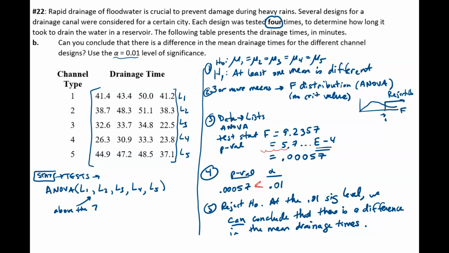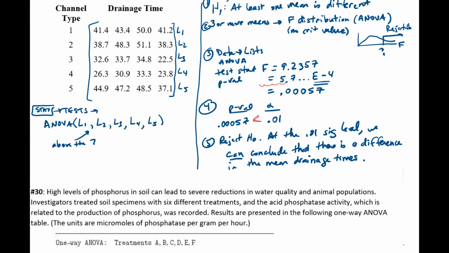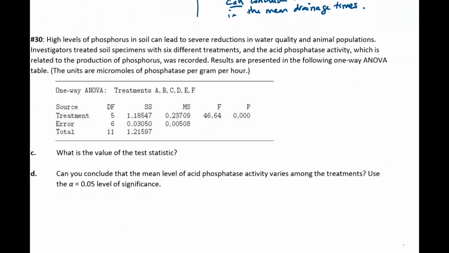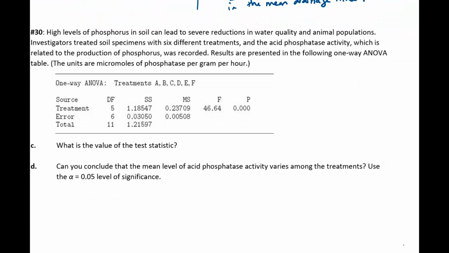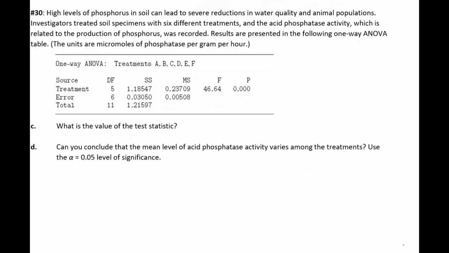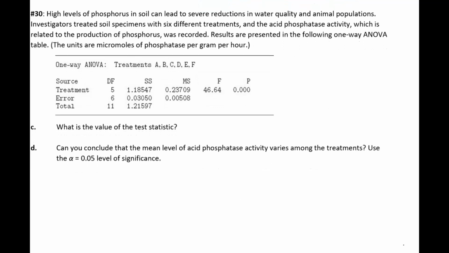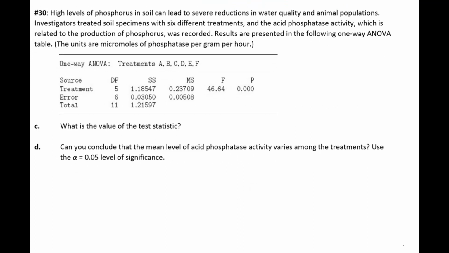We've got one last quick example here where we're going to read from a table. Number 30: high levels of phosphorus in soil can lead to severe reductions in water quality and animal populations. Investigators treated soil specimens with 6 different treatments, and the acid phosphatase activity, which is related to the production of phosphorus, was recorded. And presumably we want low amounts. Results are presented in the following one-way ANOVA table. The units are micromoles of phosphatase per gram per hour.